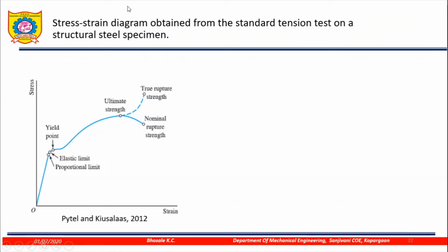This is the stress and strain diagram obtained from the standard tension test on a structural steel specimen. This is the diagram showing the stress and strain. So there are some points. This is the initial point, we start the test and then we record the load and extension. There are some points on the stress and strain diagram like proportional limit, elastic limit, yield point, ultimate strength and finally breaking strength or rupture strength.